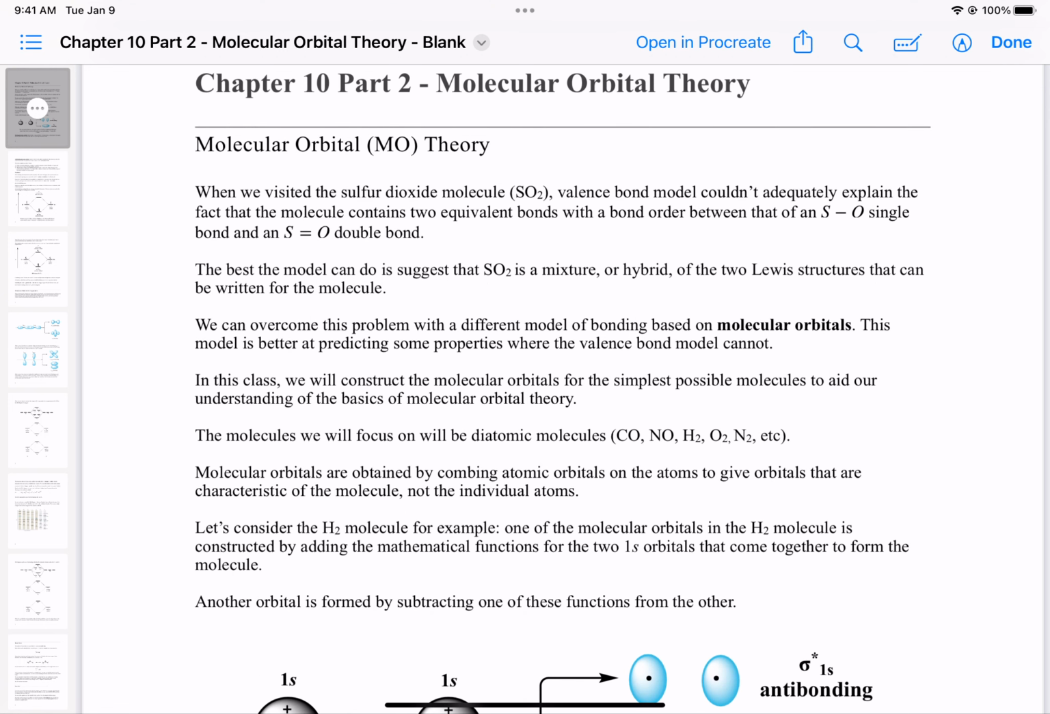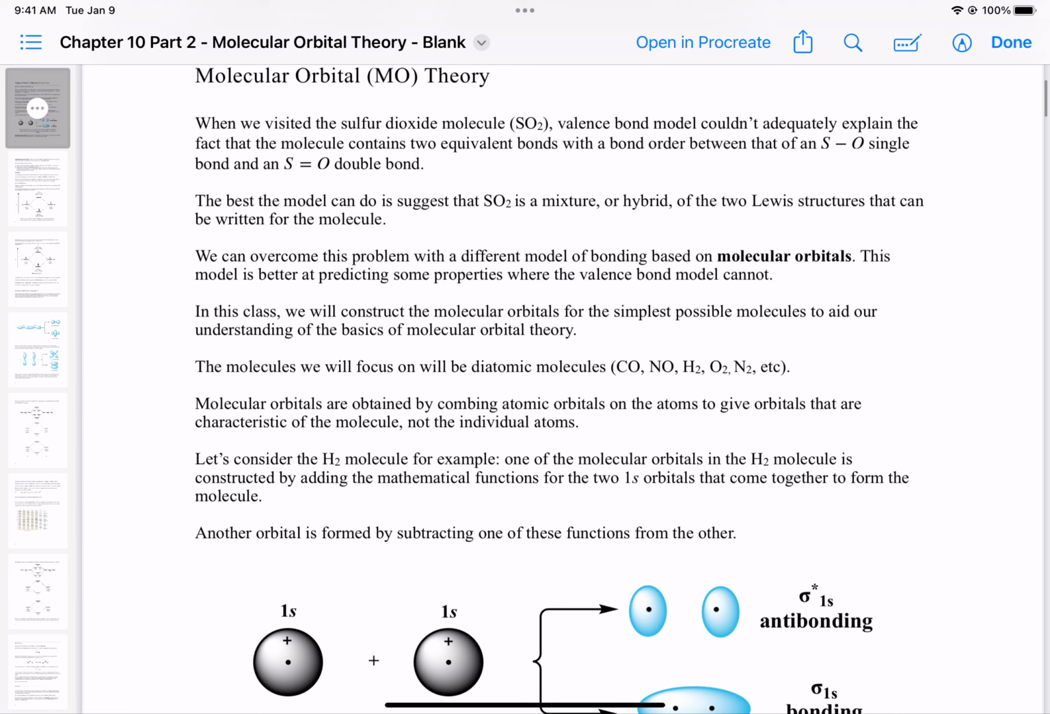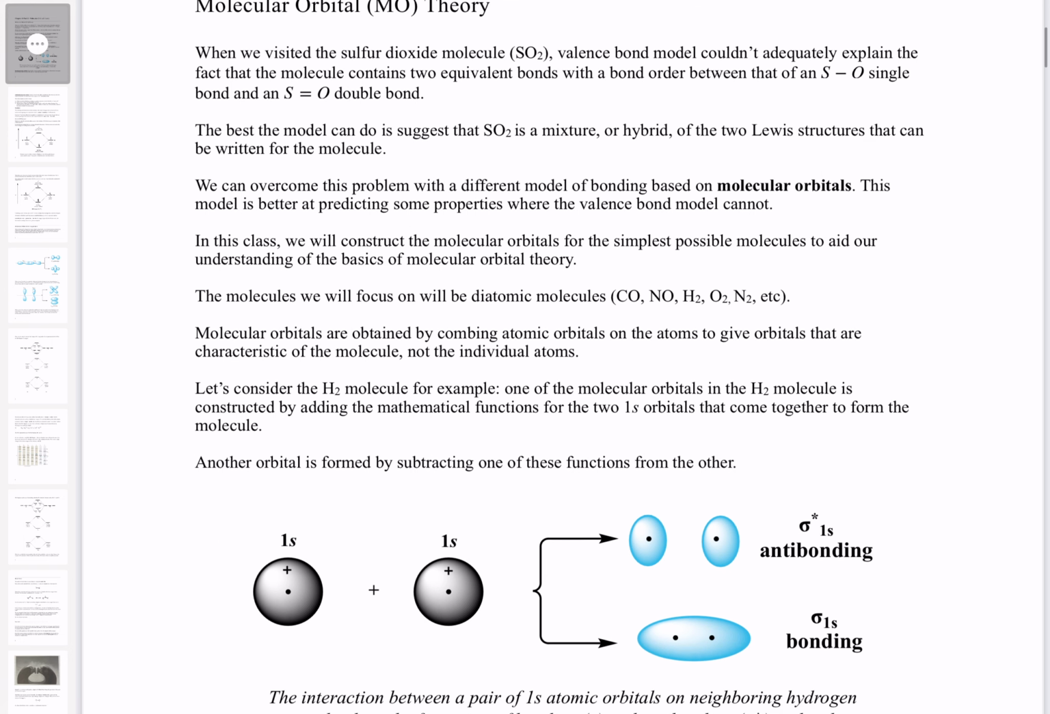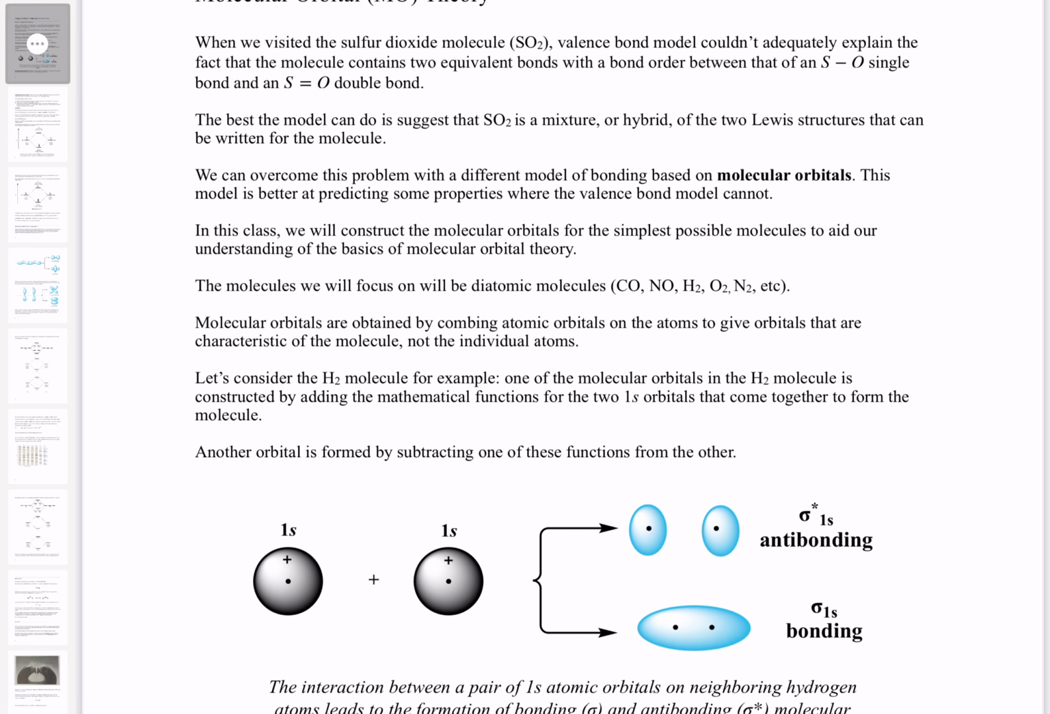All right. So much like the hybrid orbitals were obtained by combining atomic orbitals, molecular orbitals are also obtained by combining the atomic orbitals that are now characteristic of the whole molecule itself and not just on an individual atom, like I said before. Okay, so let's consider the H2 molecule as our prime example. One of the molecular orbitals in the H2 molecule is constructed very similarly to how we've made hybrid orbitals, right? So there was an orbital that was a combination or the sum, and then there's one that is the difference between the orbitals.